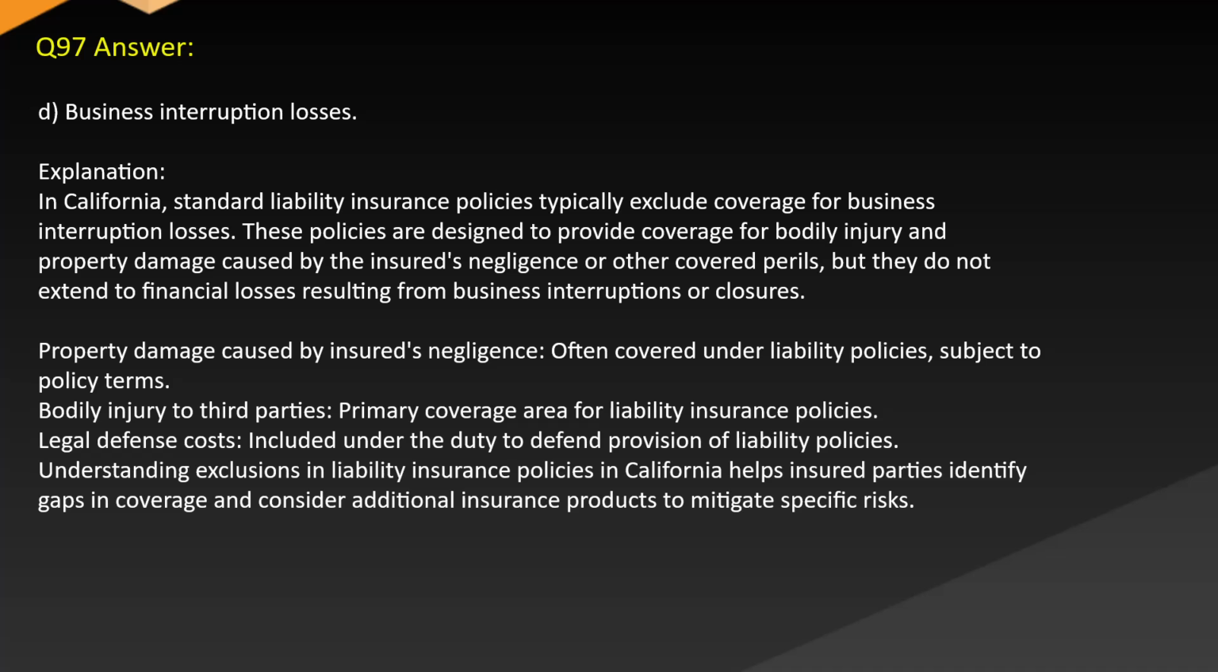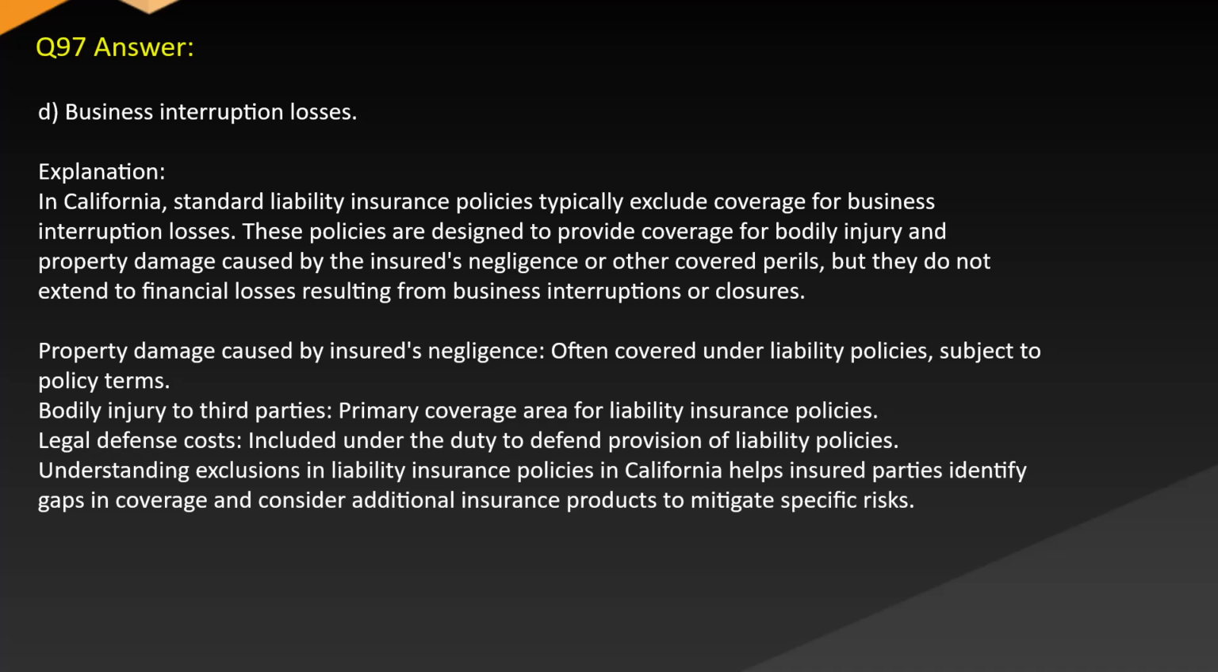Answer: D. Business interruption losses. Explanation: in California, standard liability insurance policies typically exclude coverage for business interruption losses. These policies are designed to provide coverage for bodily injury and property damage caused by the insured's negligence or other covered perils, but they do not extend to financial losses resulting from business interruptions or closures.